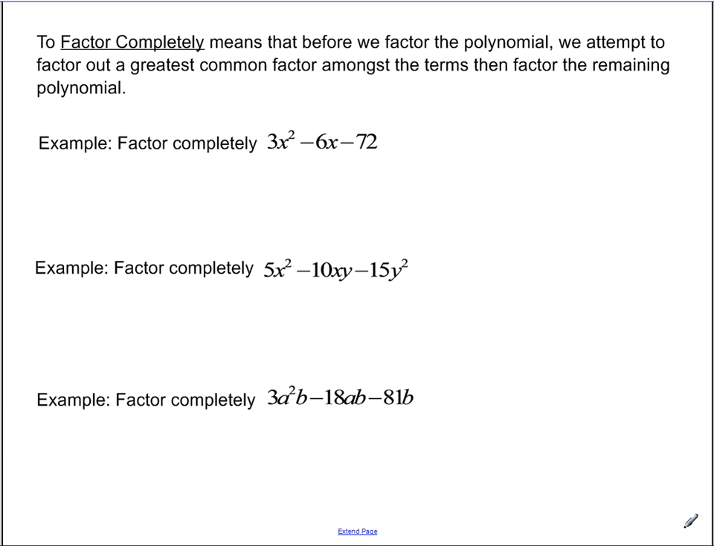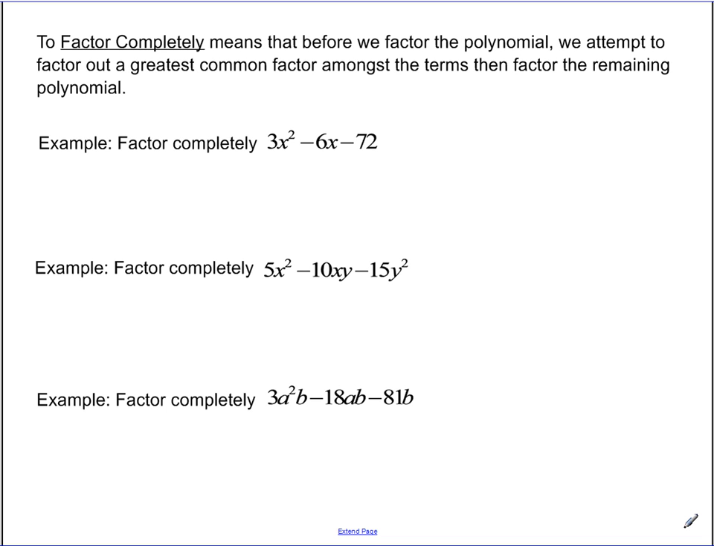Okay, everybody, one last set of examples here to help us out. We do need to define the term factor completely. Because when you see that statement, factor completely, it means that in addition to our normal factoring, we have to attempt to do one other thing. That is to look for any greatest common factor amongst all of the terms before factoring in the remaining polynomials.